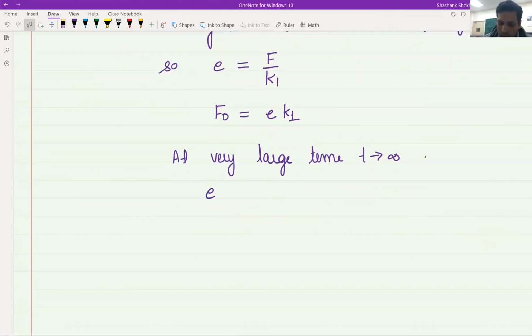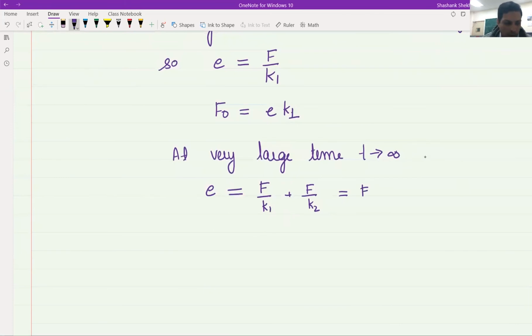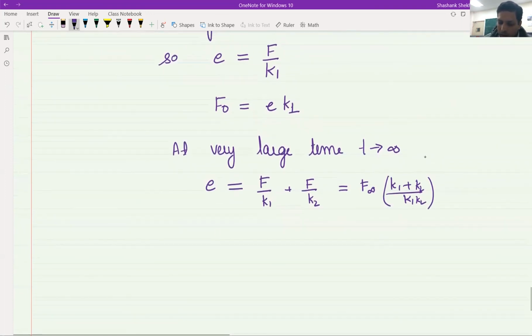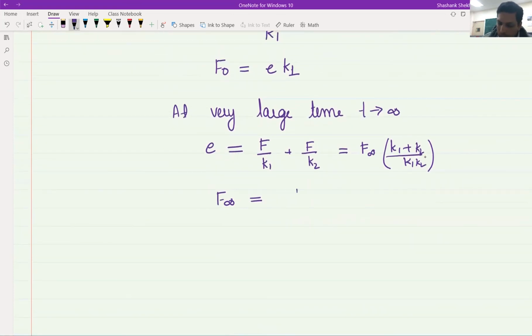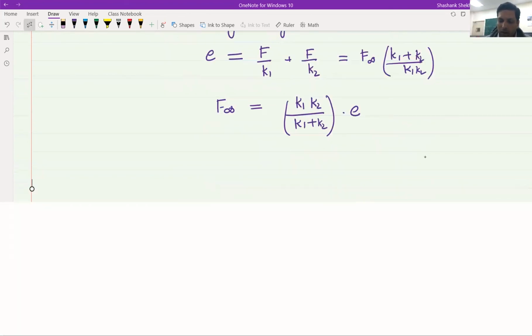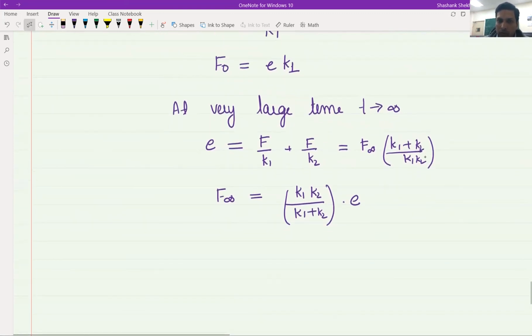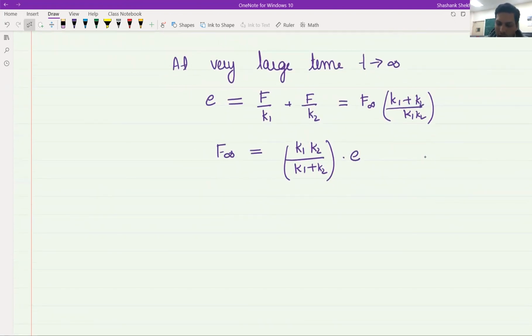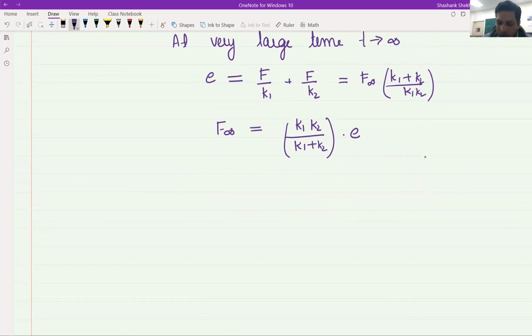Therefore, E would be equal to F by K1 plus F by K2, since it is the same force for both conditions. Or in other words, if we call it F infinity, then it is K1 plus K2 by K1 K2, or F infinity would be equal to K1 K2 by K1 plus K2 times E. So this does not reduce to 0. That is one important thing that we need to realize over here. There is an initial force equal to EK1, and eventually it reduces to this value F infinity. How it reduces, we will not derive. I will just directly write the equation.